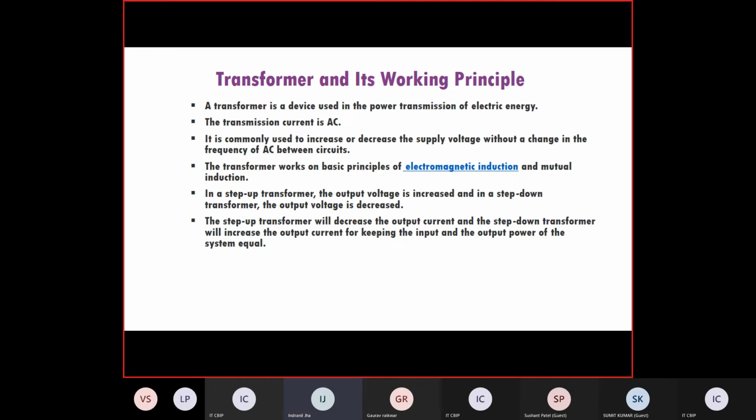Air is not a very good insulator. Definitely it is, but it has a rupturing capacity.